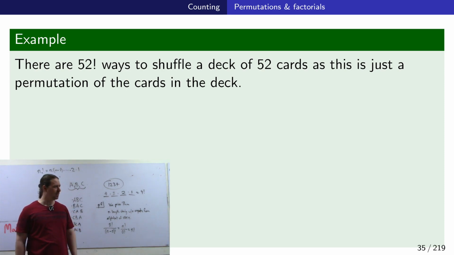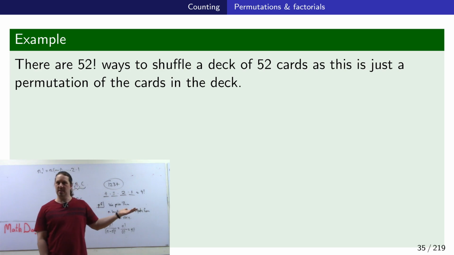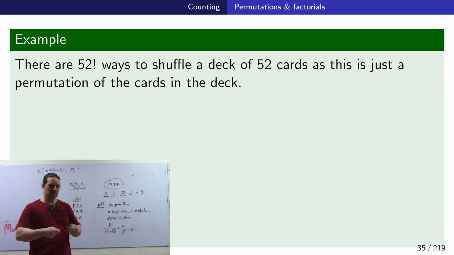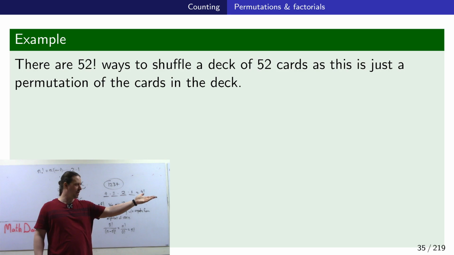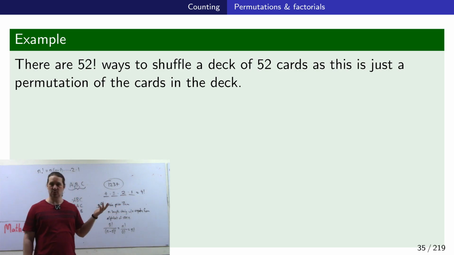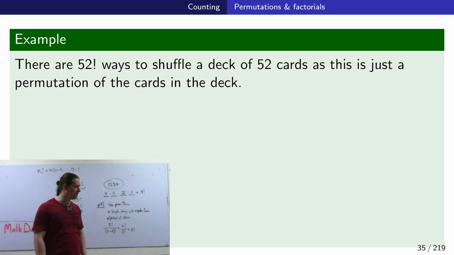Shuffle it, shuffle it, shuffle it. There's 52 factorial ways to make a shuffling, right? Every different way of putting those cards in order is an outcome from a shuffle, and there are 52 cards, so 52 factorial. It's just a permutation, okay?